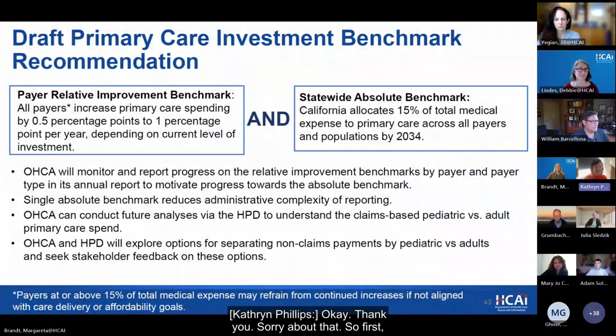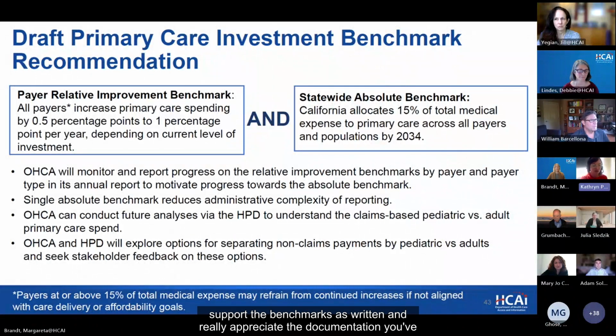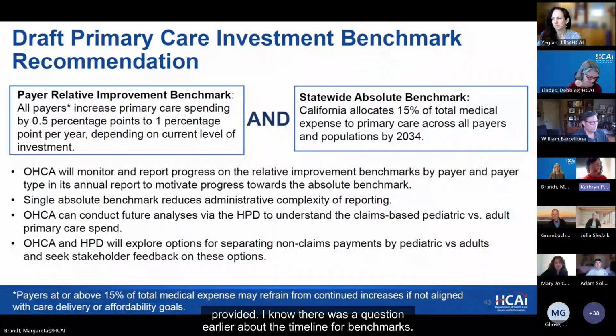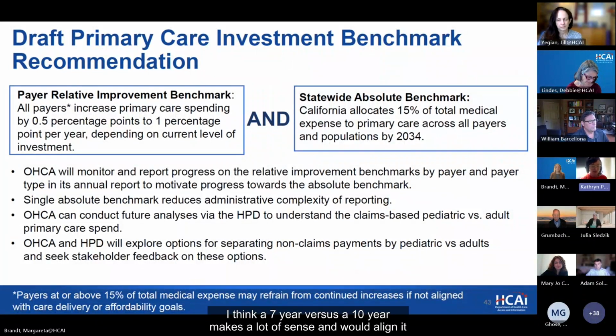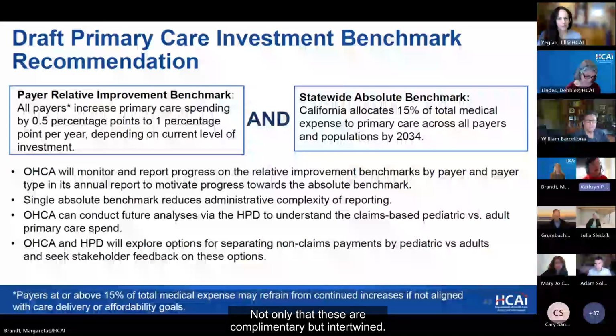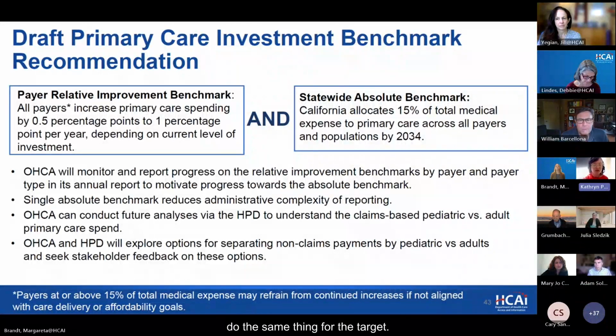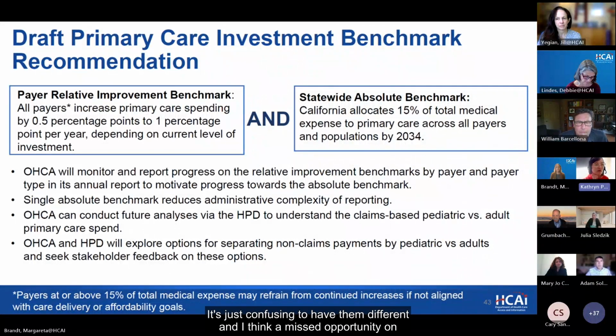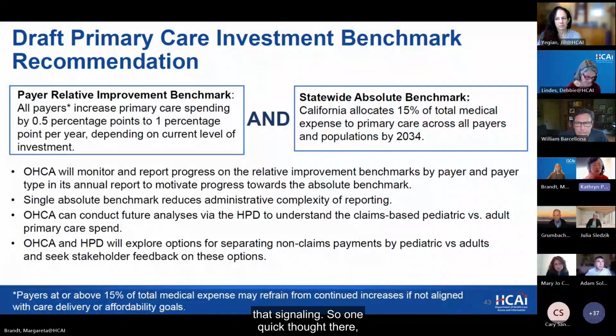Sorry about that. So first, I support the benchmarks as written and really appreciate the documentation you've provided. I know there was a question earlier about the timeline for benchmarks. Two thoughts there. I think a 7-year versus a 10-year makes a lot of sense and would align it with APM. I think it's a powerful signal not only that these are complementary, but intertwined. So I would encourage you, whatever year you peg to APM, do the same thing for the target. It's just confusing to have them different, and I think a missed opportunity on that signaling. So, one quick thought there.